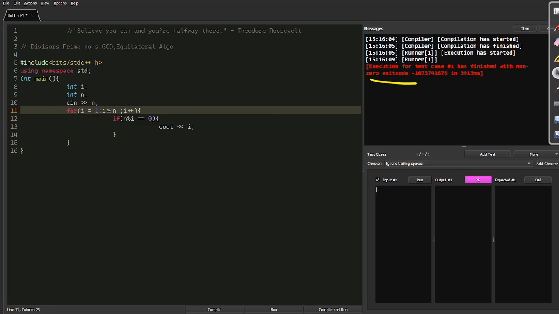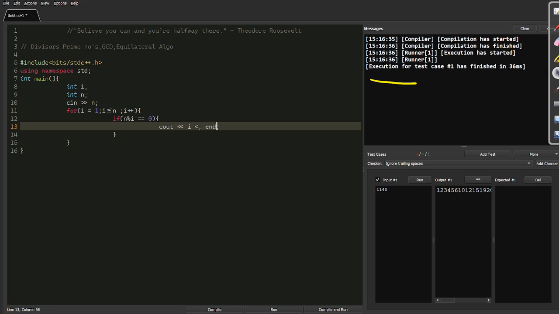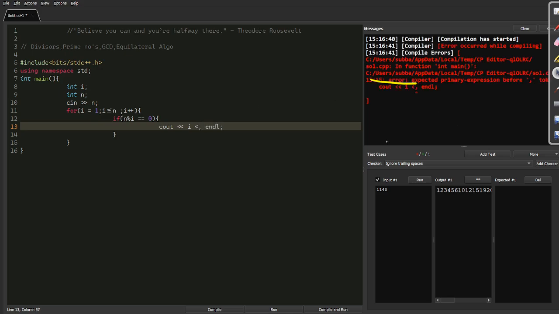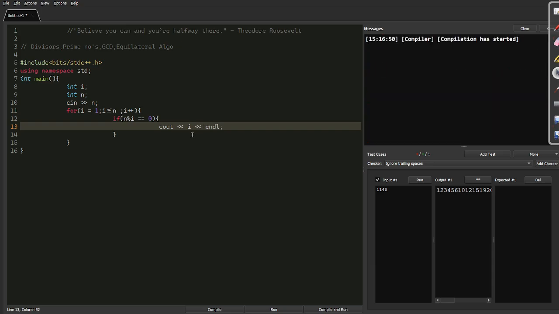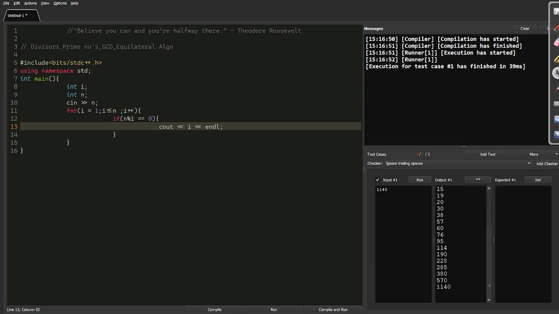Yeah, so now I'll get all the divisors. Let's go with a very massive number. Let's go with 140. Sorry, I put a comma here. I forgot another one. Yeah, so I've got all the divisors of 140.